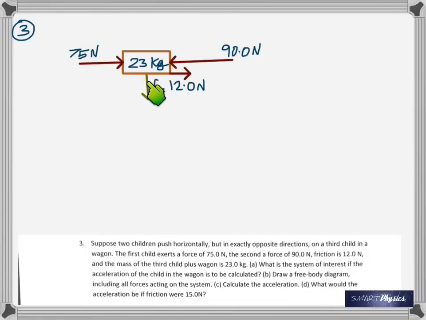Now let me explain this. Does anybody know what this force is? Maybe you do. Gravity. Weight. The weight. It's because of gravity, correct. And how much would that be? 23 times 9.8. Very good. And wait a minute. What is that force? Normal force. When you have an object kept on a table, the table is going to push back on the object, right? So that is all the forces shown now. The system of interest is the third child.